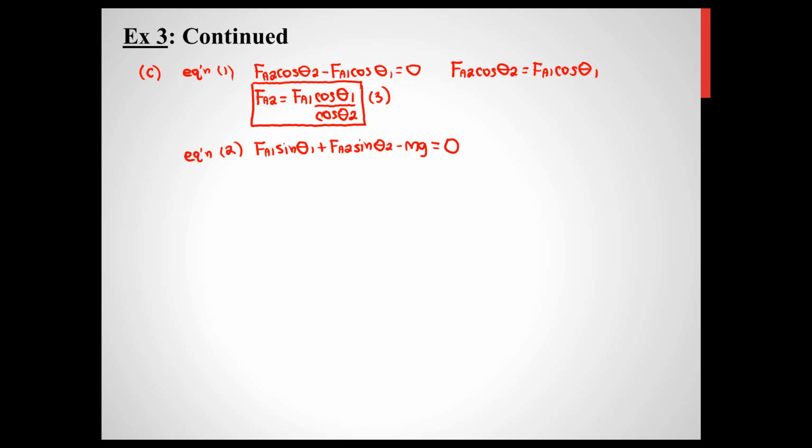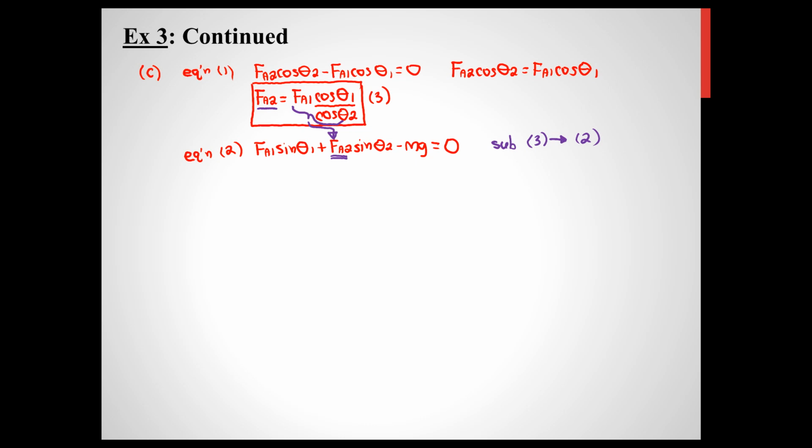substitution. The way this works, let's pick a different ink color here, is I know Fa2 is equal to this expression, Fa1 cos theta 1 over cos theta 2. So what I'm going to do is I'm going to take this expression right here, and I'm going to replace Fa2 with Fa1 cos theta 1 over cos theta 2. And I'll just clarify what I'm doing right here. I'm going to sub equation 3 into equation 2.